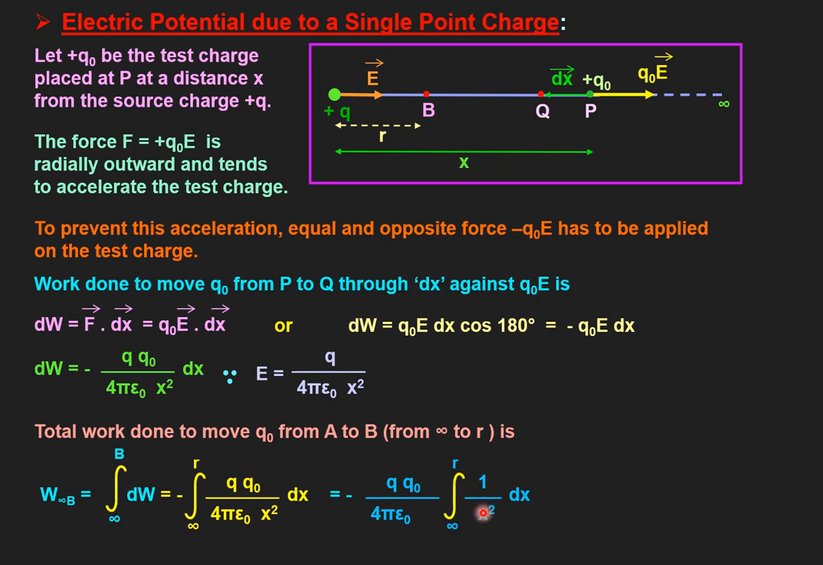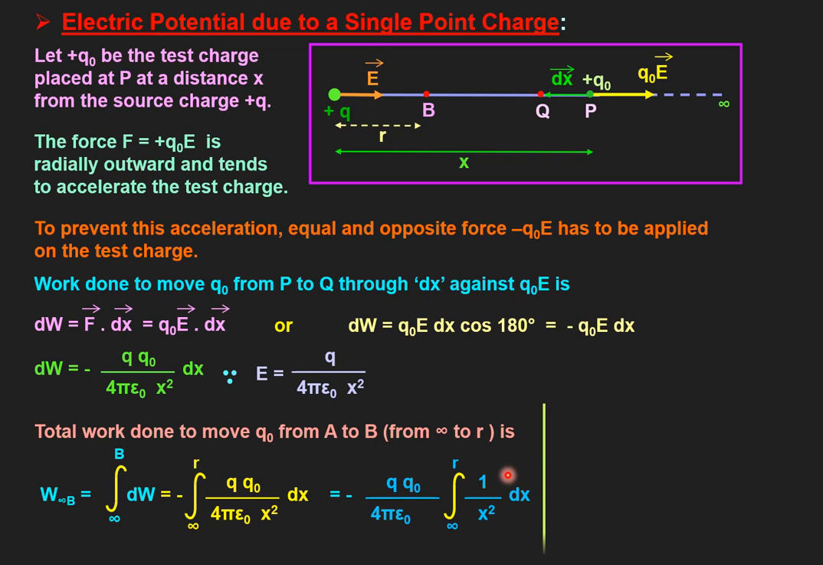Now since we are provided with limits, we will put upper limit minus lower limit. So minus already outside, upper limit will be 1 divided by r, minus lower limit will be 1 divided by infinity. 1 divided by infinity is 0. So that's why we are left with minus 1 by r. Here already minus, so minus becomes plus.